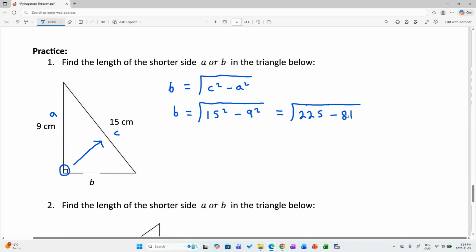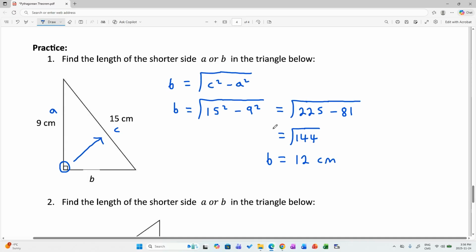In this case, 225 minus 81 is simply going to be 144. And the square root of 144, think of two numbers that can multiply together to get 144. In this case, those two numbers are 12. So the square root of 144 is going to be 12. Hence, B would equal 12 centimeters. Okay, let's do another example.